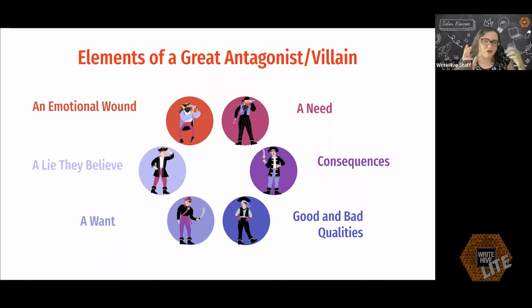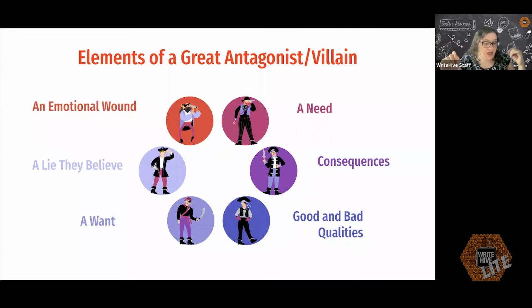Now, consider also what others think of the antagonist. Are they frightening? Annoying? You may be writing your antagonist to villain scale if they're frightening. If they're annoying, maybe they're more antagonists. So consider that when you're painting their reputations, how people see them.